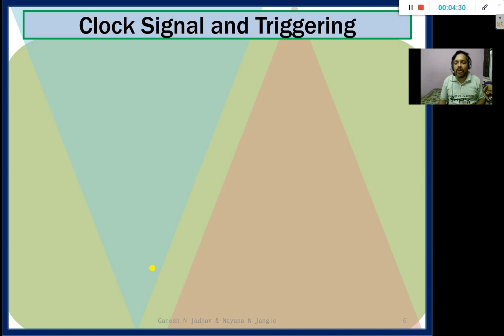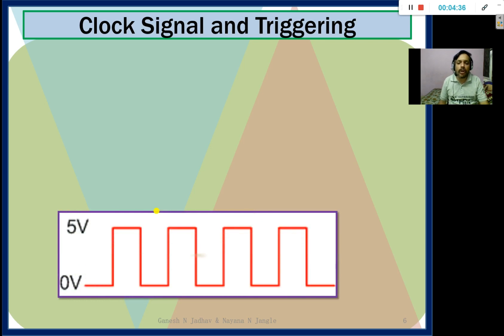So what is this clock, and why is it called a clock or triggering? Let us understand what the clock or triggering is. To understand it, we know that in digital circuits we use binary numbers. In digital circuits we always use binary numbers, which means we have to use a 0 or 1. But how do we recognize the 0 or 1? 0 means 0 volt output and 1 means 5 volt output.